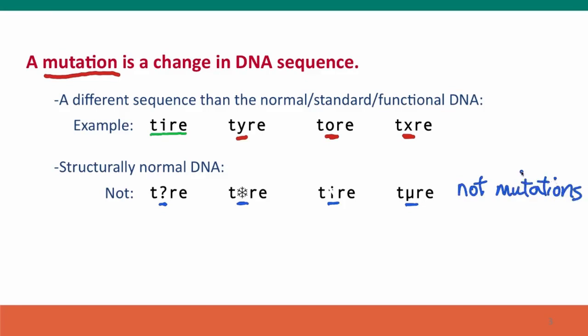And part of the reason that they're not considered mutations is that a mutation must be inherited by daughter DNA molecules. You have to be able to pass it on. And these structures are not things that DNA polymerase would recognize, and so they can't be inherited.